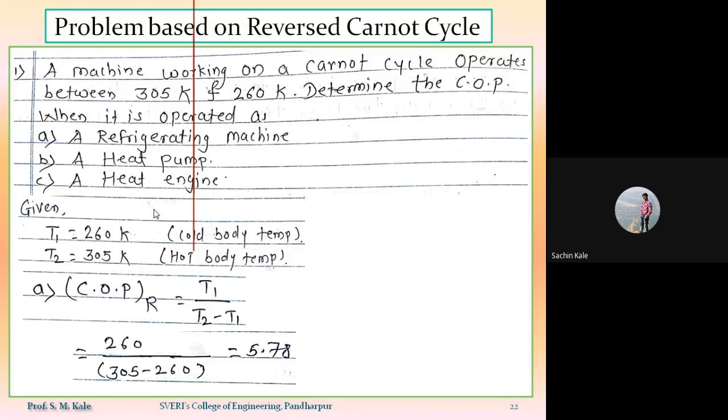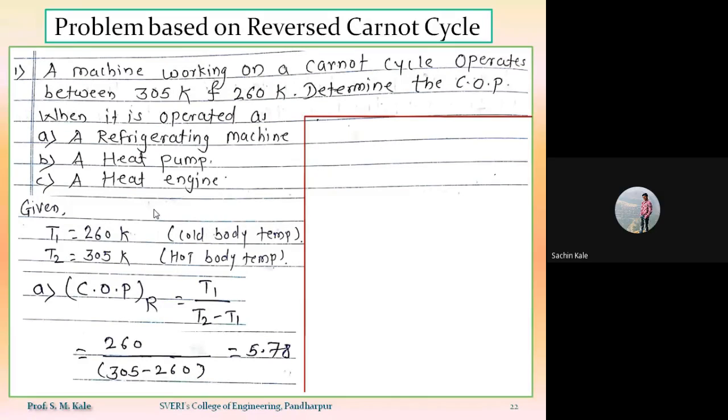Second thing, we have to find out the value of COP of heat pump. COP of heat pump is also called the energy performance ratio. So how to calculate the value of COP of heat pump? Can anybody tell me how to calculate?